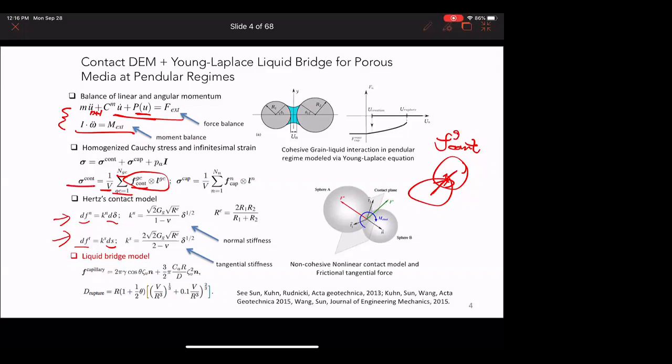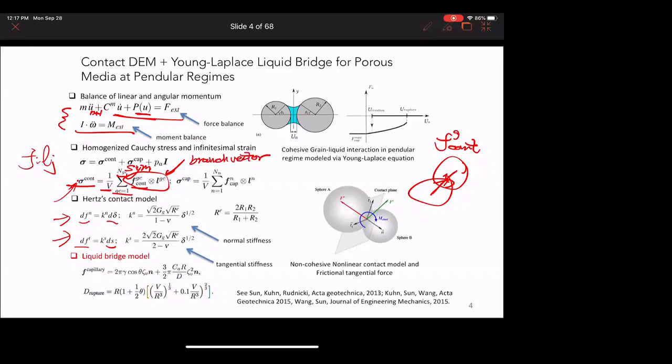An interesting aspect of that homogenization is that the tensor product of the force and the branch vector is not necessarily symmetric, but the Cauchy stress is symmetric. So sometimes, in order to make the calculations simpler, people may apply the symmetric operator to it. There are also other definitions of stress. But here we will stick to the classical definition, where the Cauchy stress is assumed to be approximately equal to the volume average of the tensor product between the branch vector and the force vector.